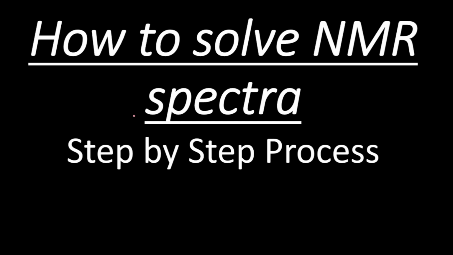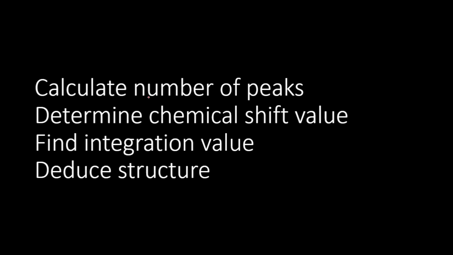How to solve an NMR spectrum? There are some steps to solve the NMR spectrum, as you may see here. The first step is to calculate the number of the peaks. The number of peaks will tell you directly how many kinds of protons or carbons are present. We will solve both the C13 as well as the proton NMR spectrum.